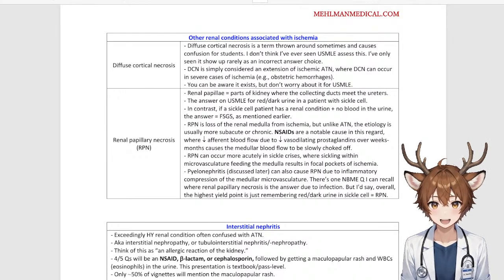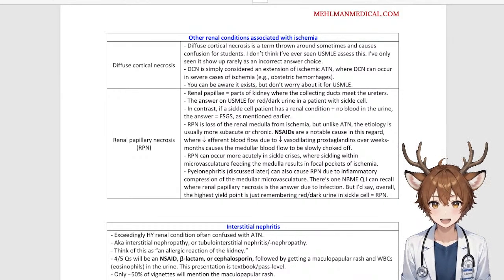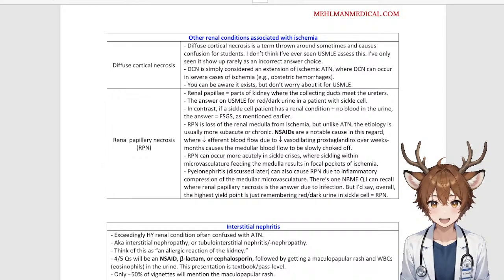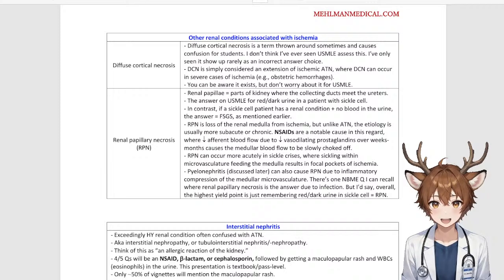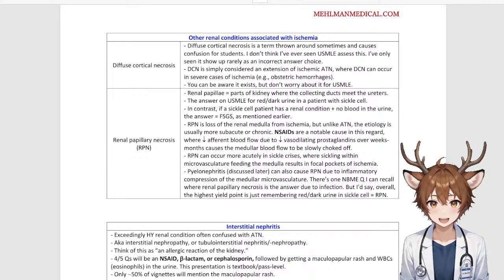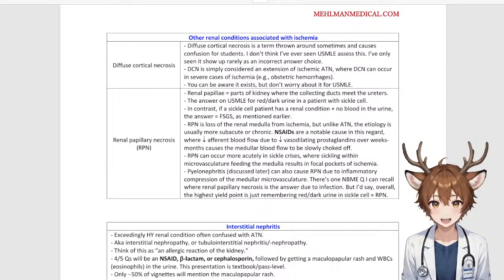Renal papillary necrosis. Renal papillae are the parts of the kidney where the collecting ducts meet the ureters. It's the answer in USMLE for red/dark urine in a patient with sickle cell. In contrast, if the sickle cell patient has a renal condition plus no blood in the urine, the answer would be FSGS, as mentioned earlier.